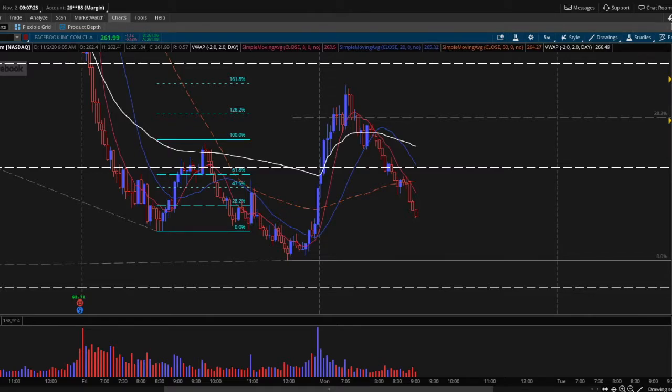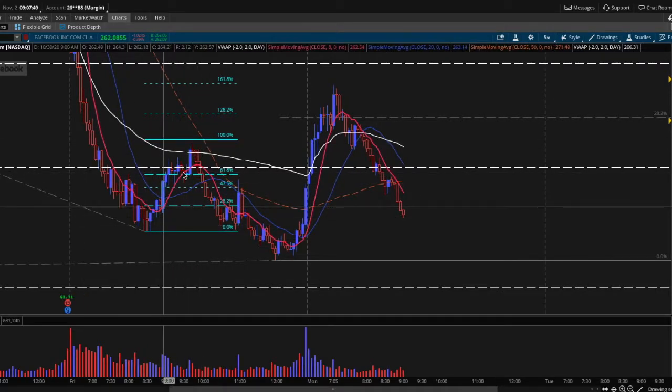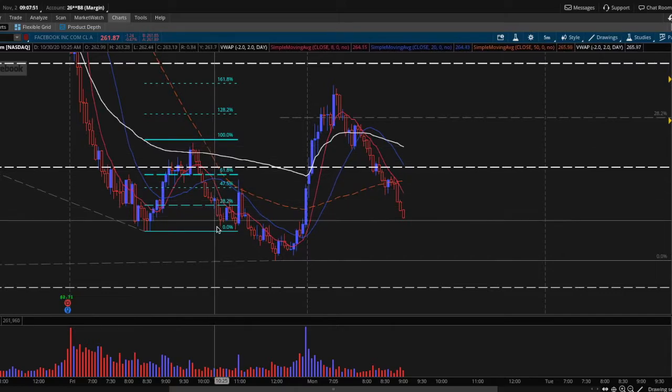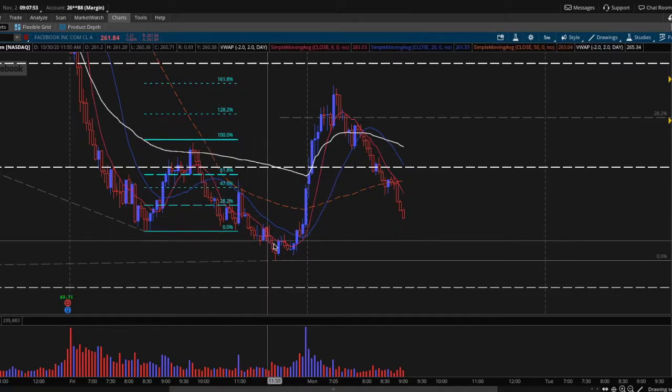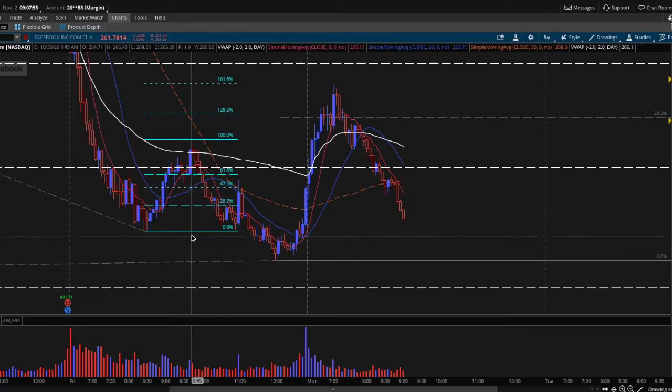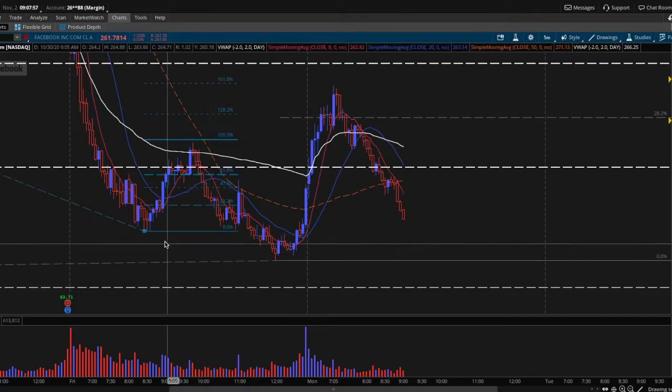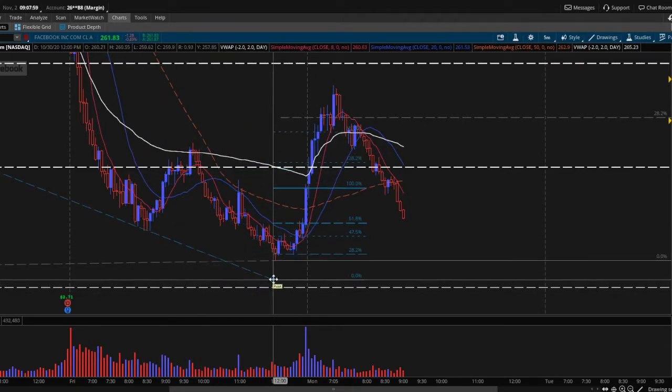Today we're going to take a really quick look at a short setup you could have found on Facebook, and I will explain exactly how it goes. So on Friday we can see we made 100%, very nearly just about, of our previous upward move. And then we come back down to break below that zero band and make a new low. So off of that low we would just activate this Fibonacci extension and move it to there.